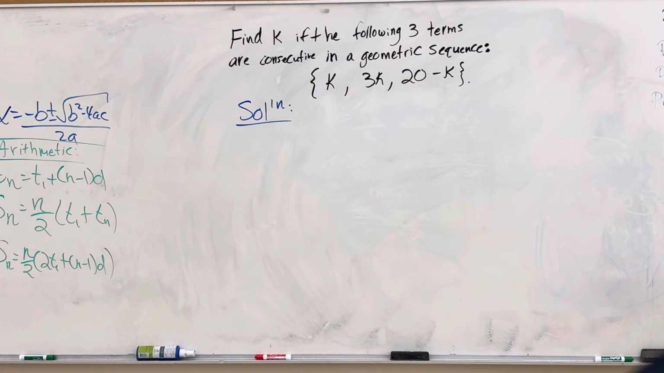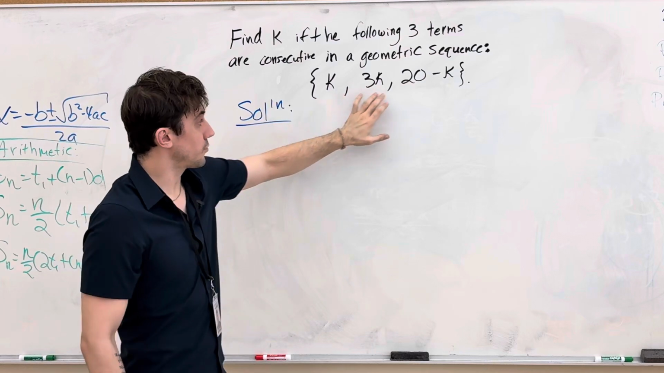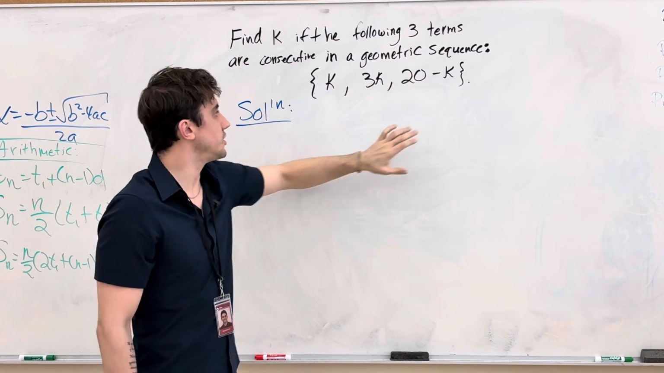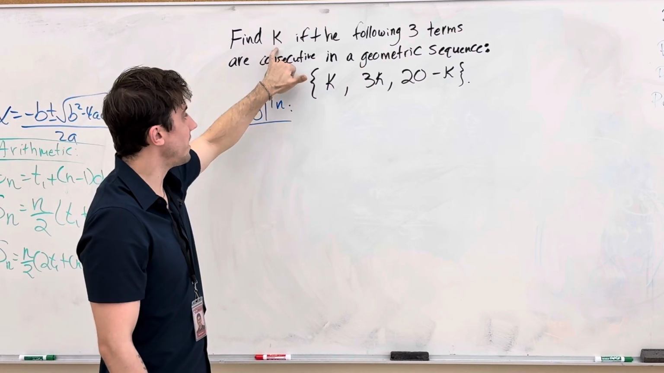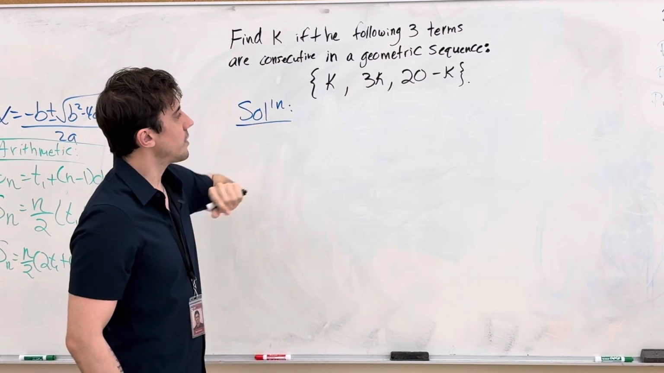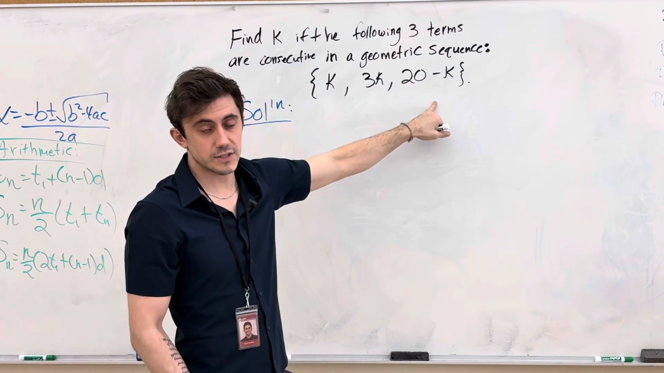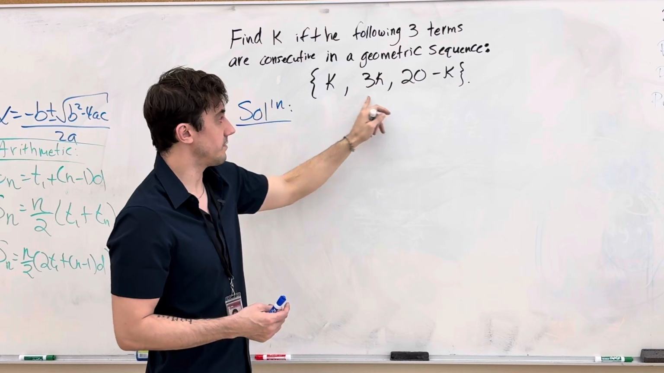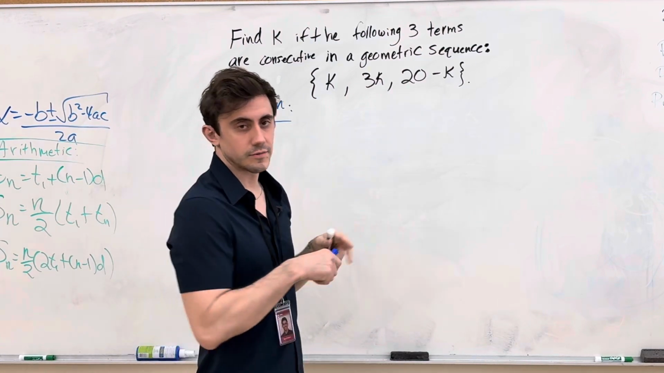Hey everyone, today we're going to be looking at a geometric sequence, and we're told that if these three terms are three consecutive terms in a geometric sequence, we want to find the value of k that would make them so. Okay, so first off, since they are consecutive terms in a geometric sequence, we know that all three of them are related. They're related by the common ratio r, right?